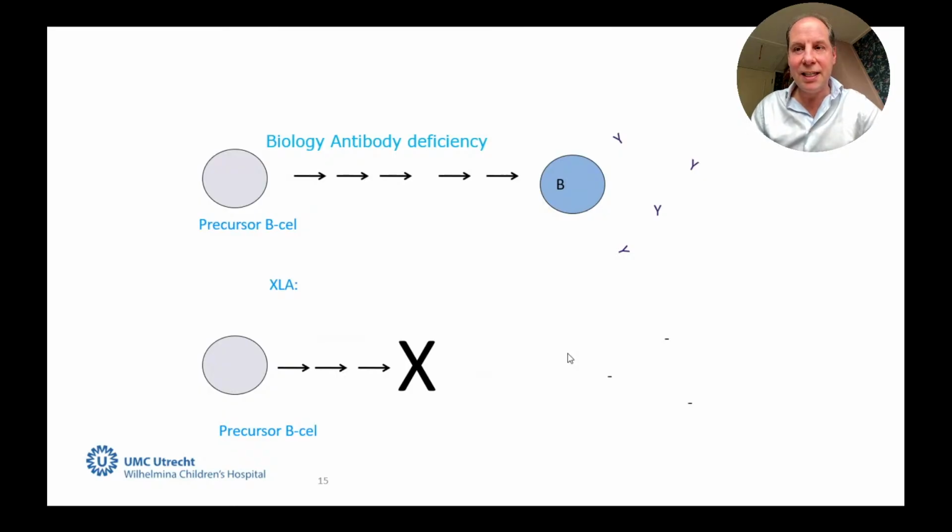There are several diseases like X-linked agammaglobulinemia where there's no antibodies at all. And there's a lot of diseases that have a partial deficiency of antibodies, which is what also may happen in Jacobsen syndrome.